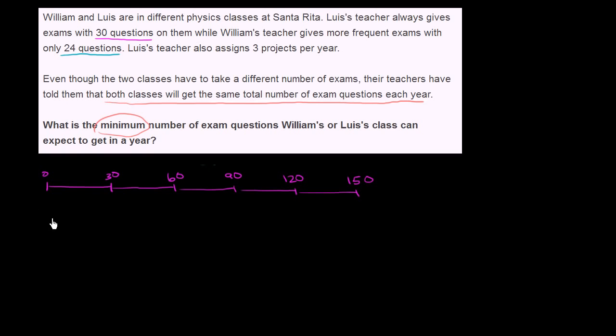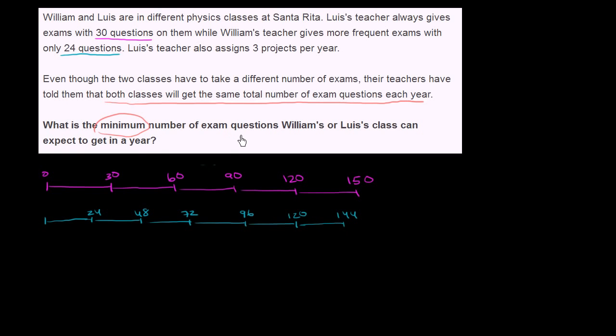Well, William's teacher, after the first test, they're going to get to 24 questions. Then they're going to get to 48 after the second test. Then 72 after the third test. Then 96 after the fourth test. I'm just taking multiples of 24. And then after the fifth test, they're going to get to 120. And if there's a sixth test, then they would get to 144. And we could keep going on and on. But let's see what they're asking us.